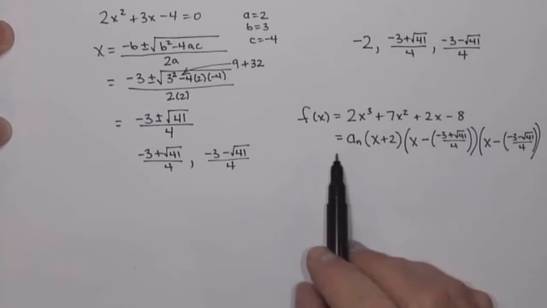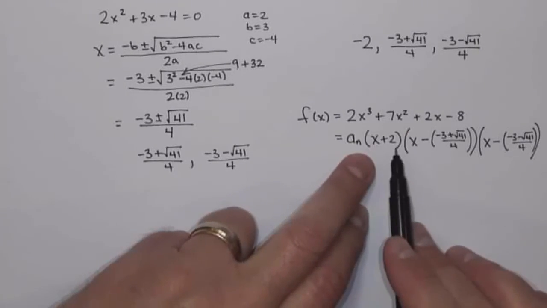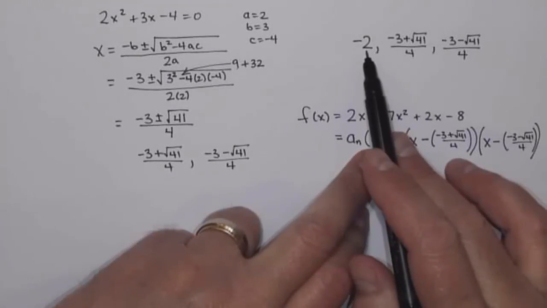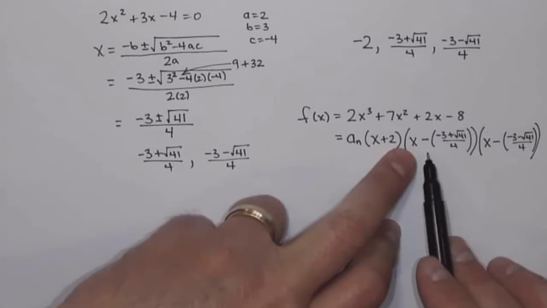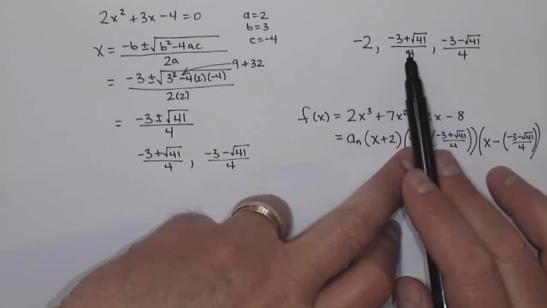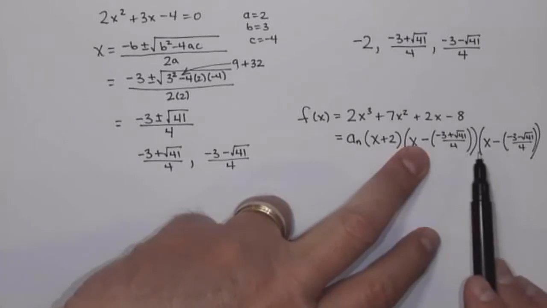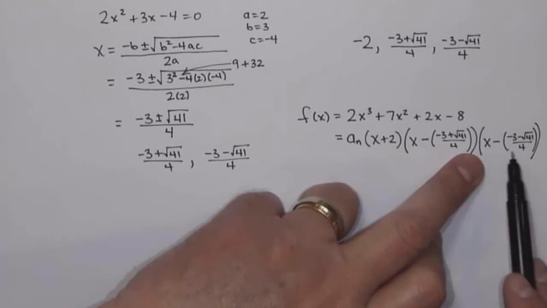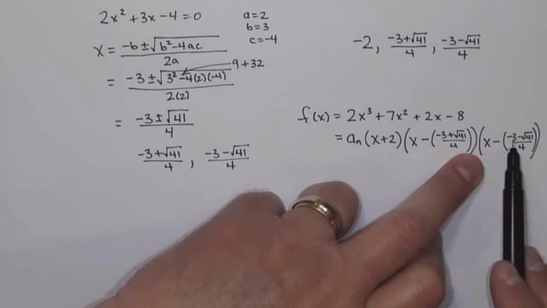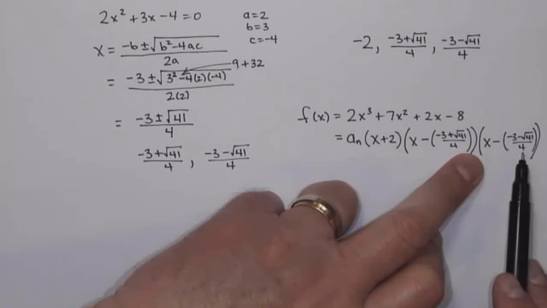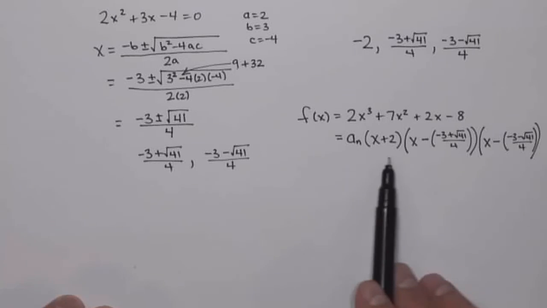So there will be some constant times our factor x plus 2, which is coming from the 0, negative 2, and then we'll have x minus our 0 here, negative 3 plus the square root of 41 over 4, and then we'll have x minus our 0 here, which is negative 3 minus the square root of 41 over 4. So f of x is going to factor into some constant times this.